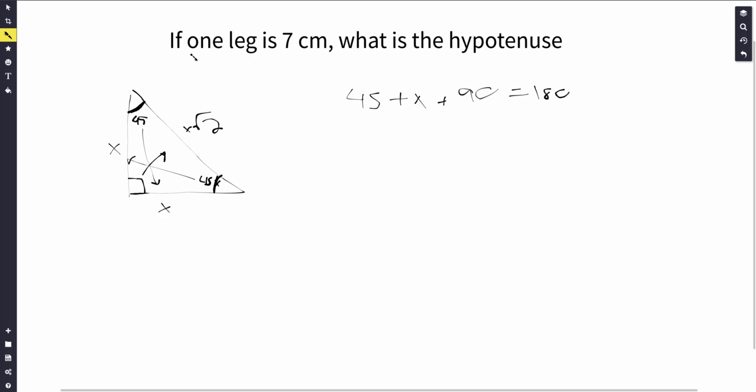Okay, and we're told that one leg is 7 centimeters. So remember, these sides right here are known as the legs. So x is equal to 7. That means this value is also equal to 7. And we're told to find the hypotenuse. So an easy way we can solve this is just by plugging in the x we know. So then the hypotenuse, I'll just write h, is equal to 7 square root of 2. So we know the hypotenuse is that for this problem.